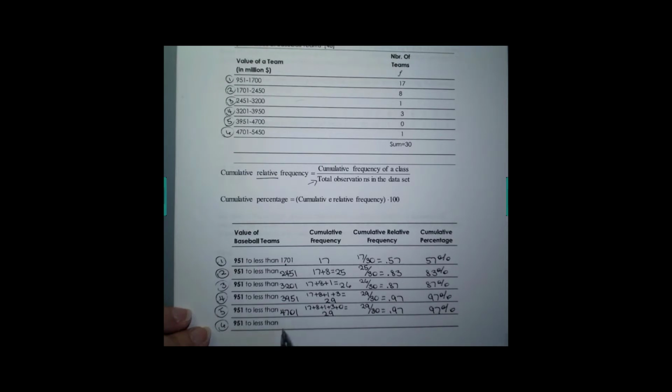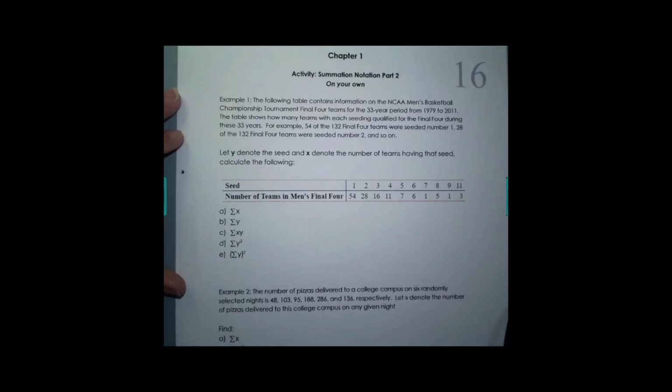And the last one, like I told you, it's going to be everything that's below the next number up, which would have been 5451 if we had continued and had a seventh group. So I'm going to say it's 17 plus 8 plus 1 plus 3 plus 0 plus 1. But like I told you before, the last group, cum frequency, is always going to be everything. So it's going to be 1 or 100%, because it's take every group, that group, and everything below it. Well, that's everything.